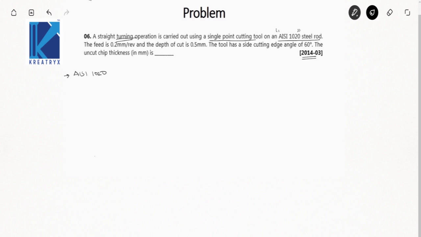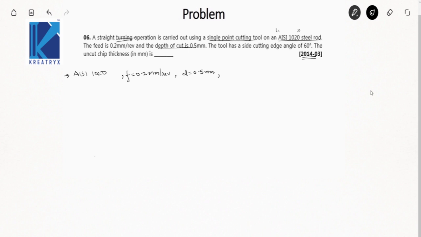The feed is 0.2 mm per revolution, and the depth of cut they have mentioned as 0.5 mm. Now they are saying that the tool has a side cutting edge angle of 60 degrees, SCEA equals 60 degrees.